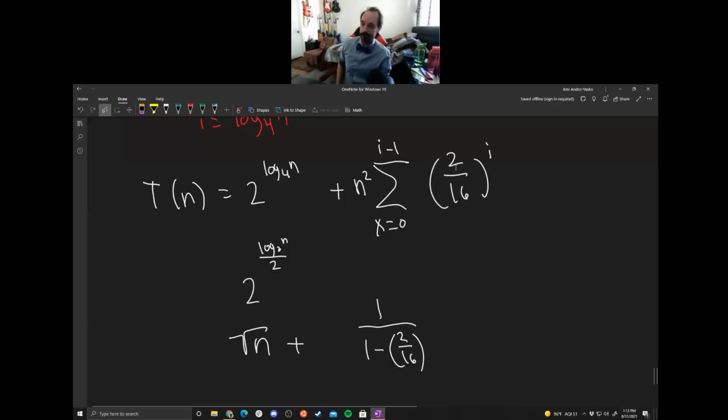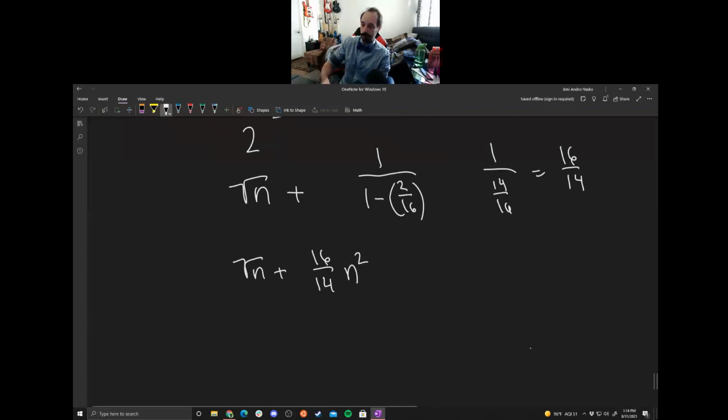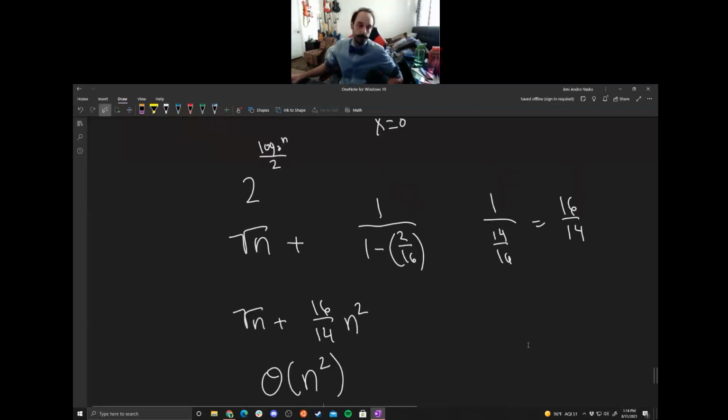So for now, we'll assume that i gets very large, or close to infinity. It will go to infinity, and it's going to converge to this result, which means that this summation can never be larger than that result. So we're going to get 1 over 14 over 16. So 16 over 14 is the result. So we end up getting square root of n plus 16 over 14 n squared, which will give us a total theta n squared as our result.